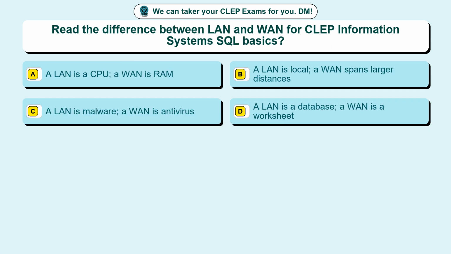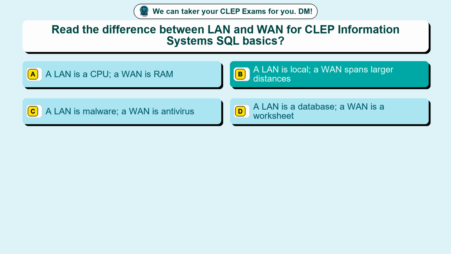Question 57. Read the difference between LAN and WAN for CLEP Information Systems SQL Basics. Option A. A LAN is a CPU, a WAN is RAM. Option B. A LAN is local, a WAN spans larger distances. Option C. A LAN is malware, a WAN is antivirus. Option D. A LAN is a database, a WAN is a worksheet. The correct answer is option B.